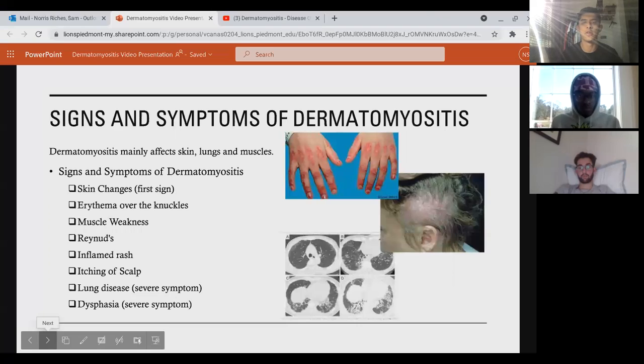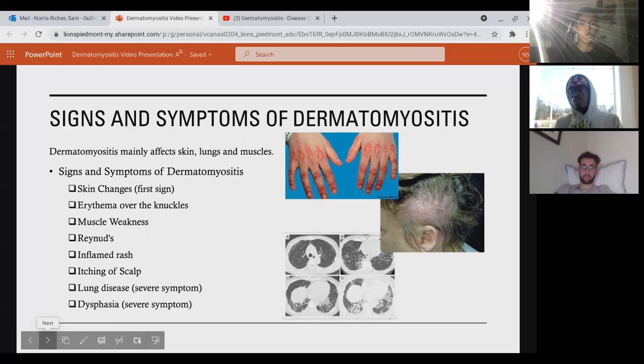Some of the signs and symptoms of dermatomyositis are skin changes, which is the first sign, such as erythema over the knuckles, as we can see in the picture on the right. Muscle weakness makes it hard to hold hands above the head for long, makes it difficult to get up from a chair, and arms are needed to push and climb up from places. It also causes Raynaud's, which is a phenomenon where the fingers turn white, purple, or red when exposed to the cold. Inflamed rash can be caused when exposed to the sun on exposed areas like the face, the upper chest, or the upper back.